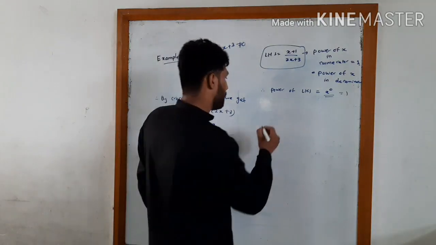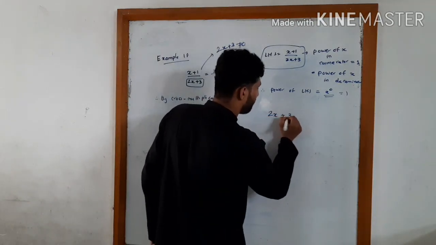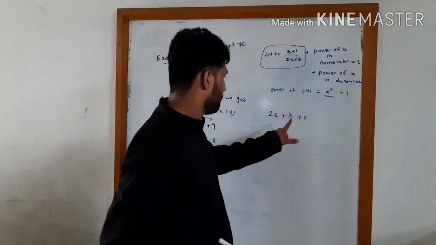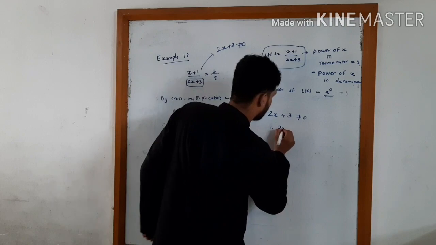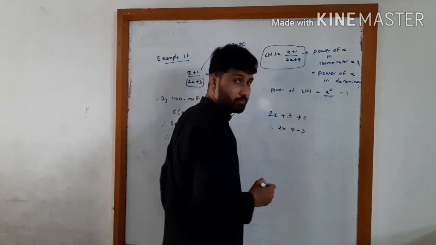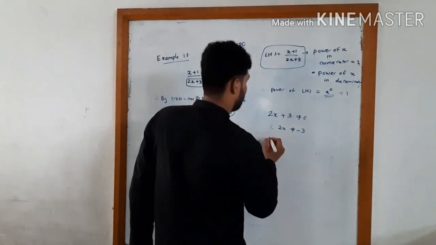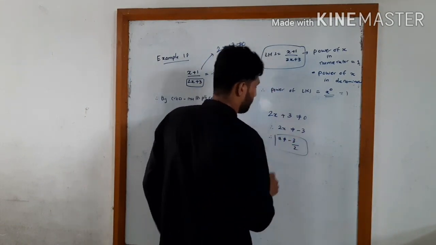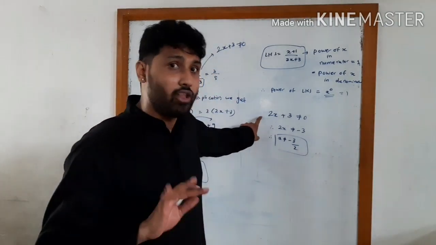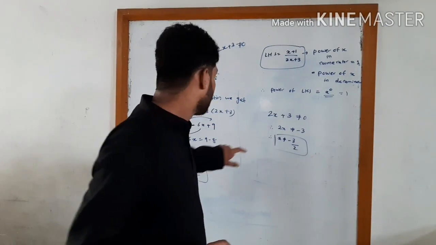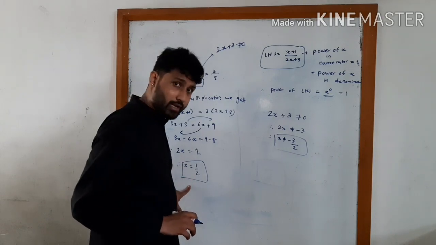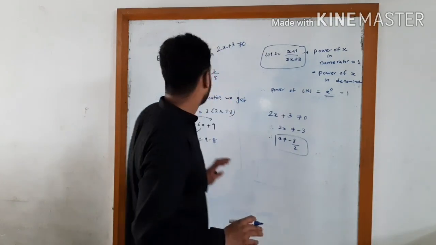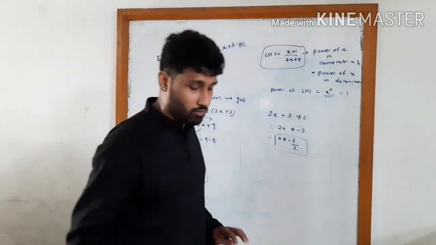Let's find out. So 2x plus 3 cannot be 0. Therefore 2x cannot be minus 3, right? Therefore x cannot be minus 3 by 2. So x cannot be equal to minus 3 by 2. See, anyway we are getting x as 1 by 2, but x here cannot be minus 3 by 2, because 2x plus 3 cannot be 0.